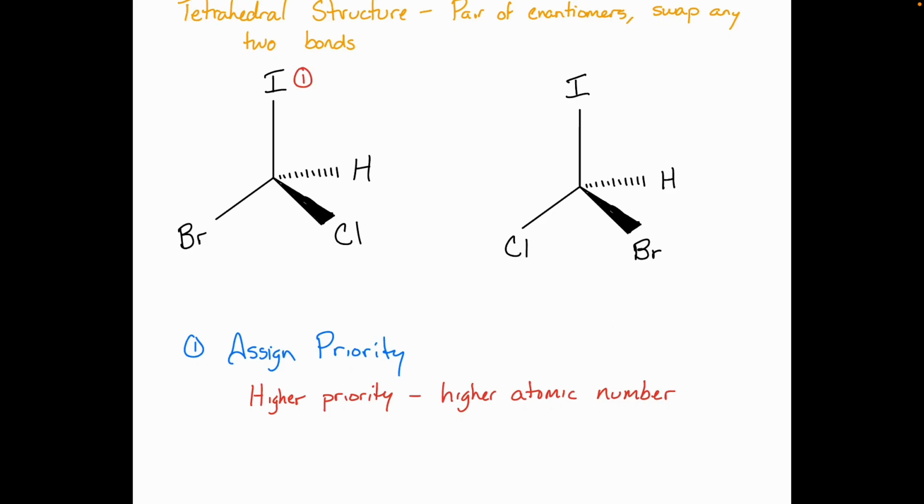What's next? The bromine's next, and chlorine after that. Hydrogen, being element 1, is going to be your lowest priority group. All right, so that's all the way now priority 4. Okay? So we've got to go in for each of these groups and assign priority.